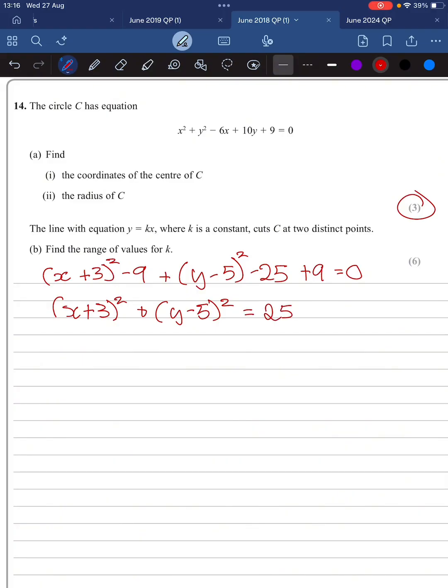Okay, now the center and the radius would be equal to this. So the center would be 3, minus 5. Okay, and the radius would be 5, because the radius is always root this. So root 25 would be 5.